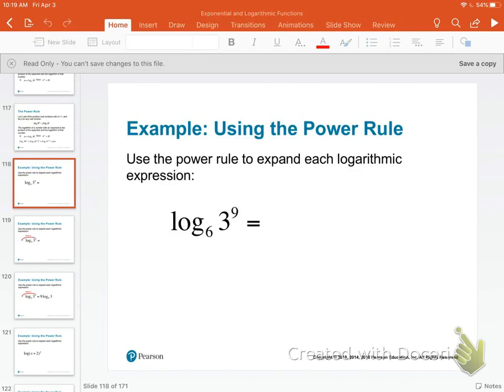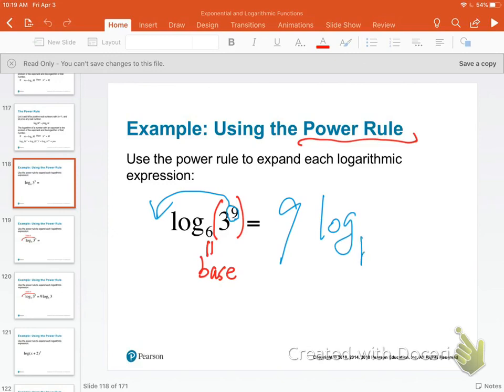Let's look at this question. Log with base 6 of 3 to the 9th power. You take a log of a power, 3 to the 9th power. So what's the power rule? We move the exponent number 9 to the front. So you will get 9, and then log with the same base 6 of 3. So you just move the exponent to the front. That's the power rule.